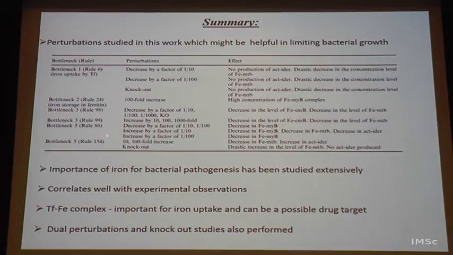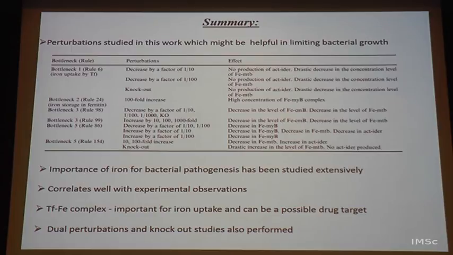And likewise you can see bottleneck 5 here, which is a 10 or a 100-fold increase or a knockout both. So here it is decrease in this Fe MTB parameter and increase in this particular thing, or drastic increase in the level of that and no active. So both ways we can see that there is a significant perturbation that is going on there.